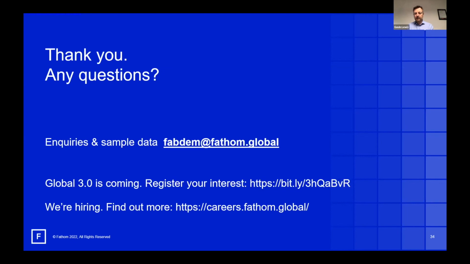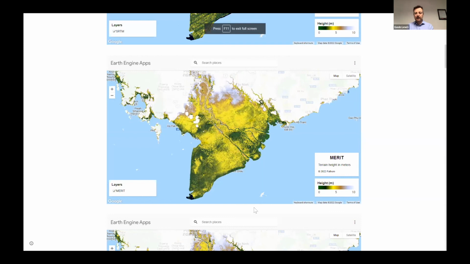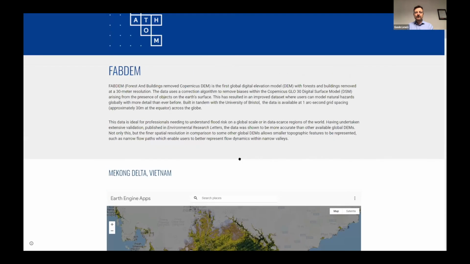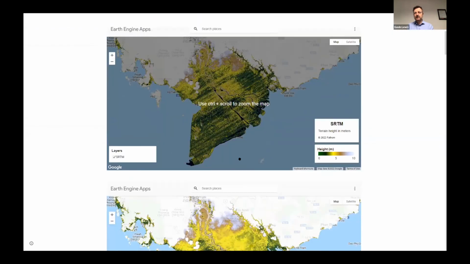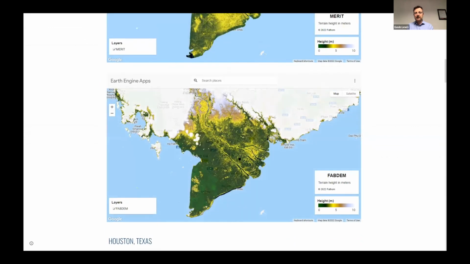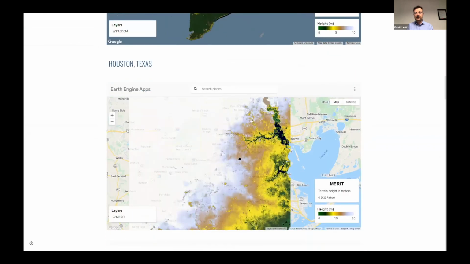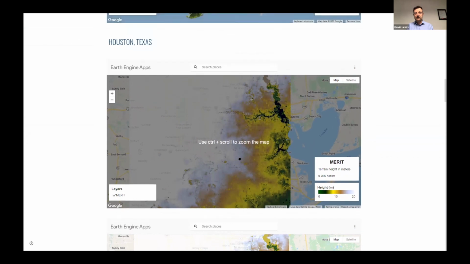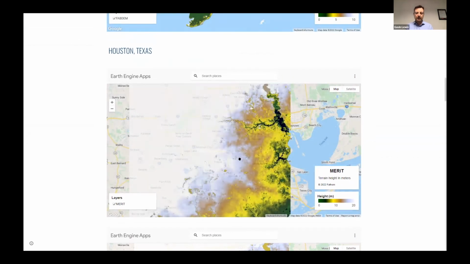Just one element that I would like to share: this is a web viewer we have for FabDEM that goes through the comparisons between SRTM, Merit, and FabDEM for a number of different locations, and you can see a significant difference here. This is the Mekong Delta in Vietnam, and we have a number of other locations across the US as well. So if you would like access to this viewer and to share with your colleagues, to look at various examples of the data, then please contact us at that email address, and we can provide that information to you.